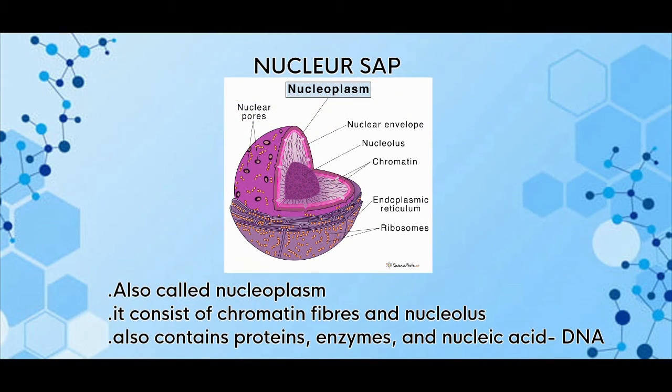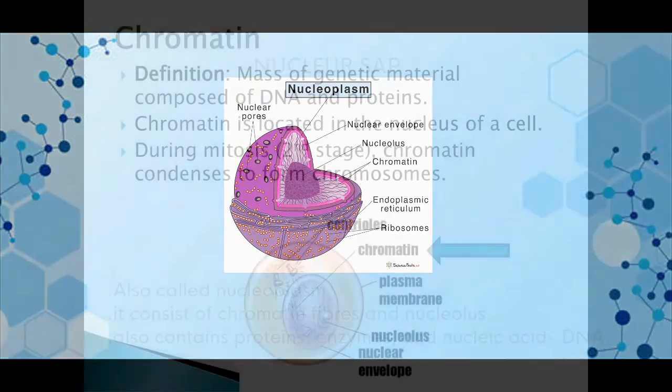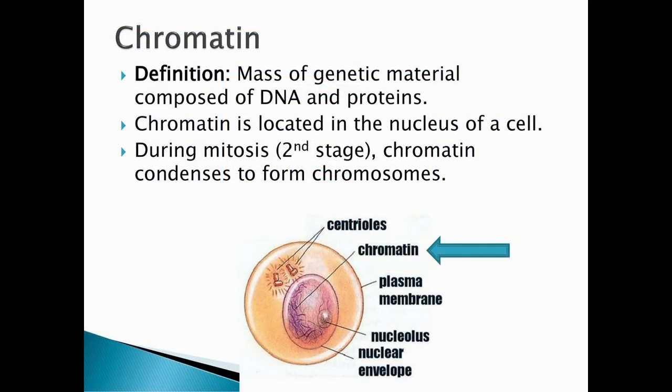Nuclear sap, also called nucleoplasm. It consists of chromatin fibers and nucleolus. It also contains proteins, enzymes, and nucleic acid DNA. Chromatin. Definition: mass of genetic material composed of DNA and proteins. Chromatin is located in the nucleus of a cell. During mitosis, chromatin condenses to form chromosomes.